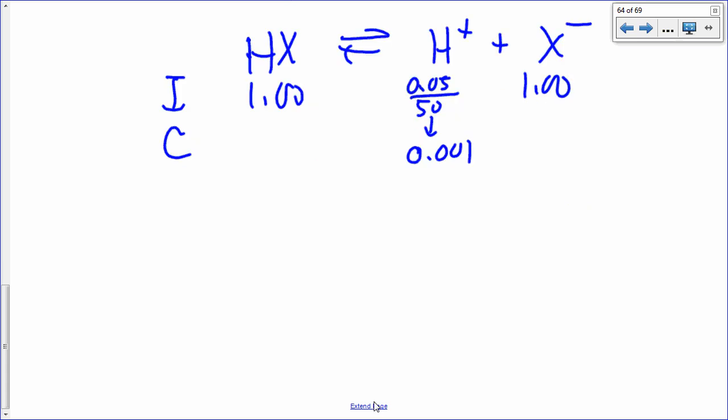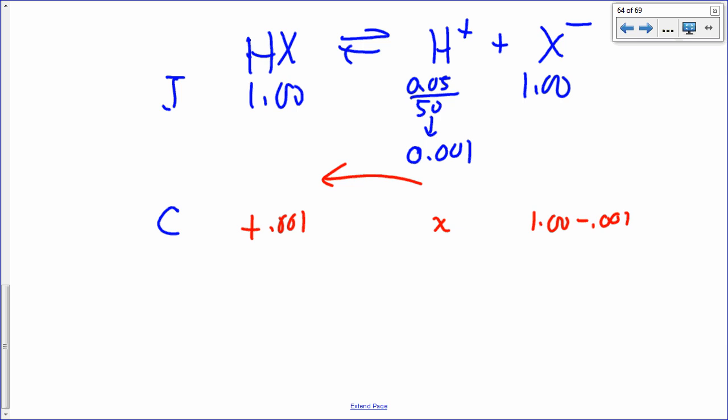What would be the changes? Which way do you think this reaction will go? You just increase the amount of H plus. You just added more product. Le Chatelier's principle says, which way will it shift? It shifts to the left, right? So this is going to make plus 0.001, and this is going to be left with a trace amount, and this is going to be 1.00 minus 0.001.